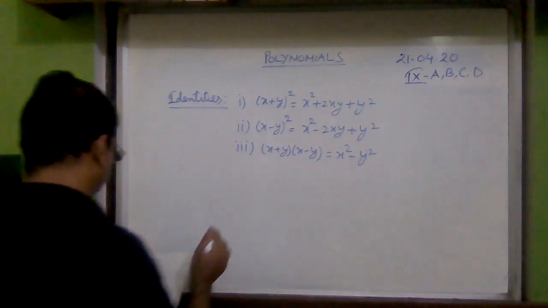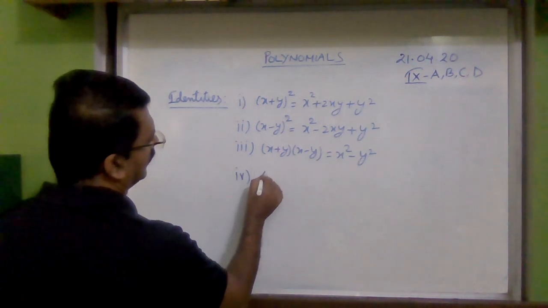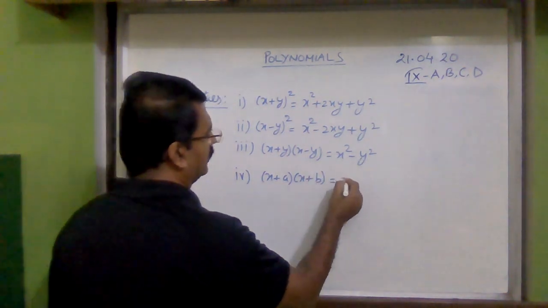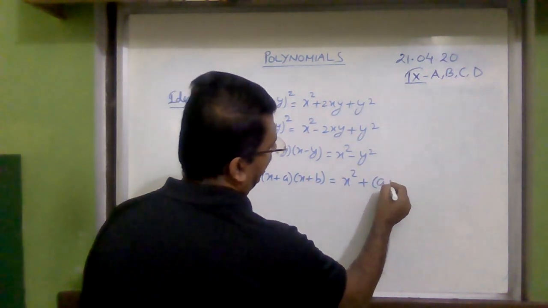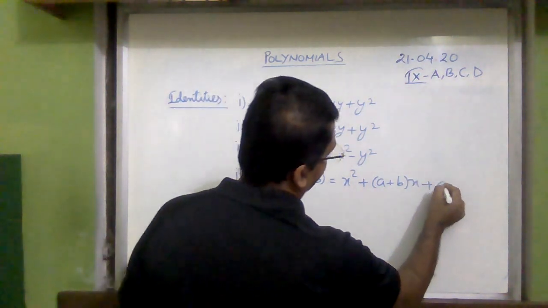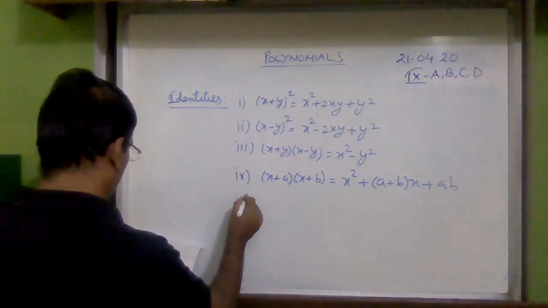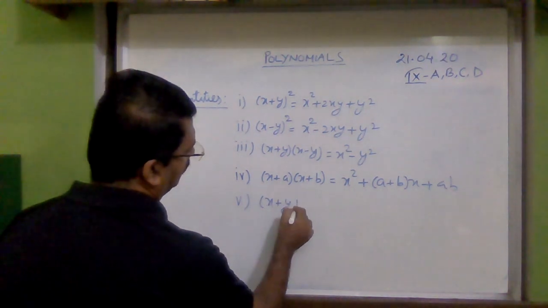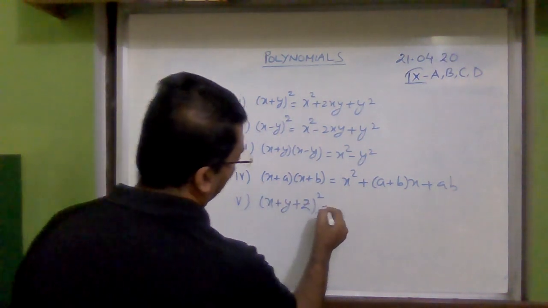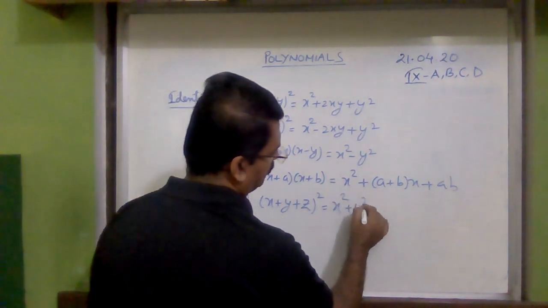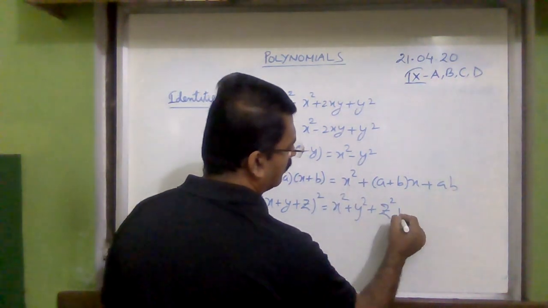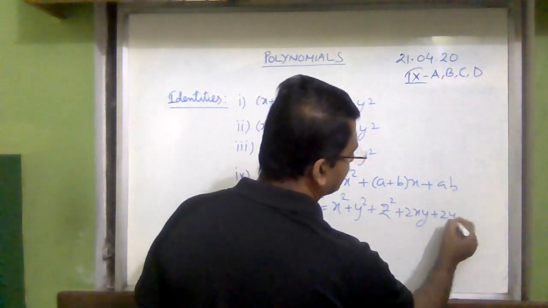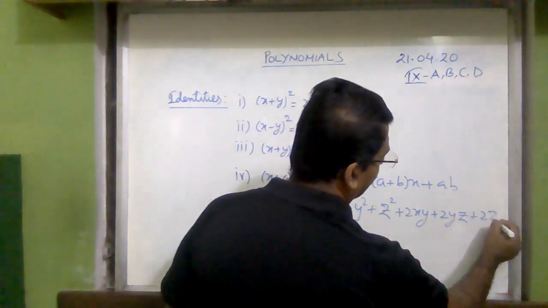Now the next one, the fourth, is (x plus a) into (x plus b) is equal to x square plus (a plus b) into x plus ab. Now the fifth one, (x plus y plus z) whole square is equal to x square plus y square plus z square plus 2xy plus 2yz plus 2zx.